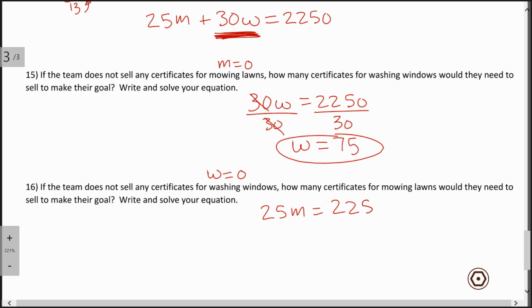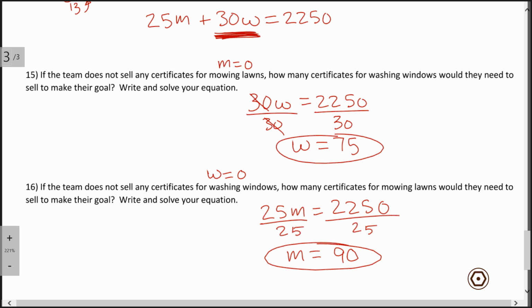$2,250. So that's it. In order to solve for M, I'm going to use my division property of equality, and I'm dividing both sides by 25. When I do that, on the left-hand side, we get simply M, and on the right-hand side, we get 90. $2,250 divided by 25 equals 90. So they would need to sell 90 of the lawn mowing certificates in order to make their goal. That's the end of the test.